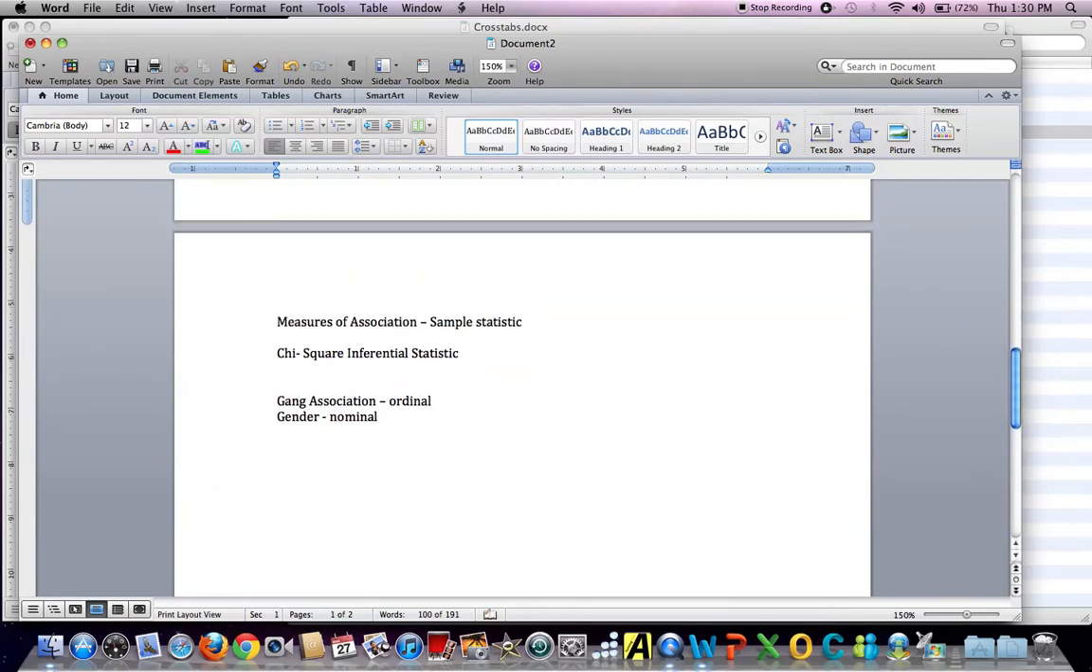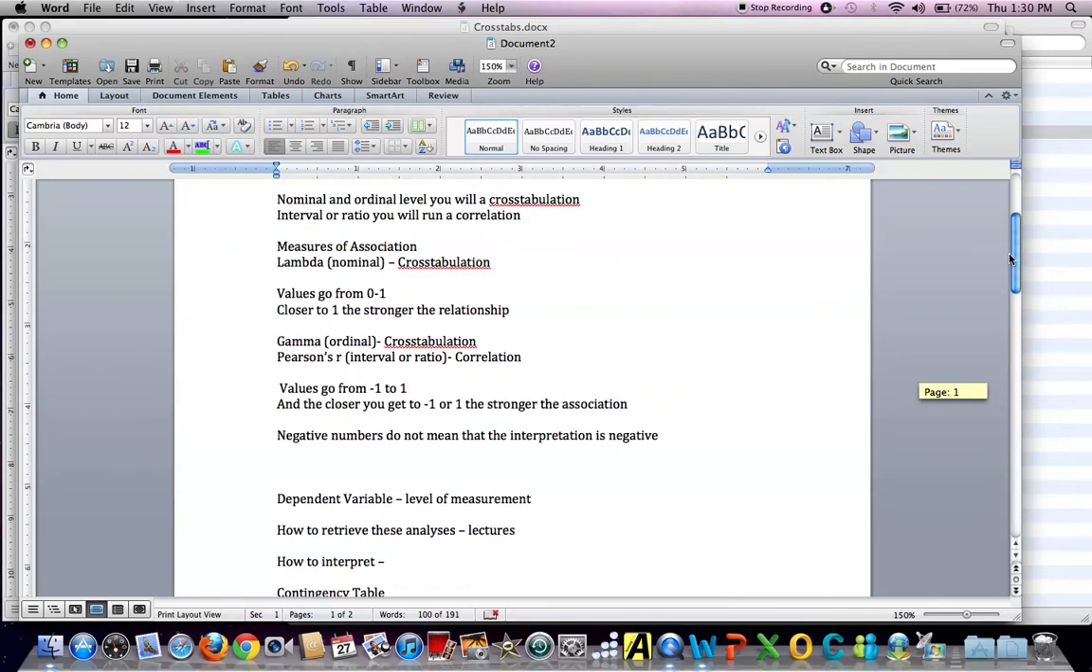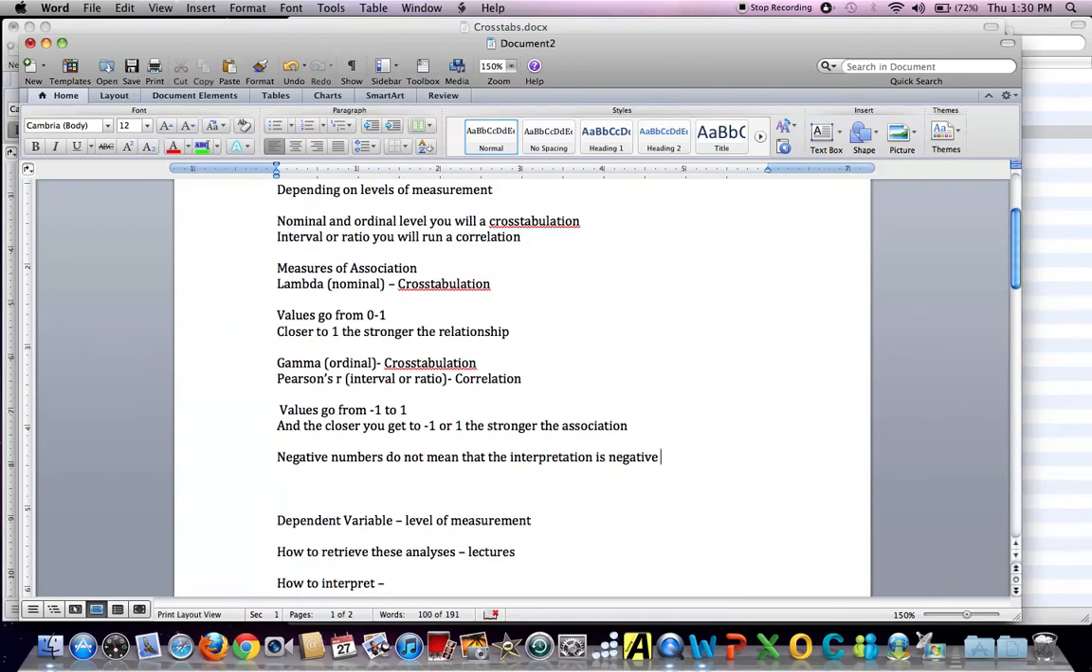Because gang association is ordinal and gender is nominal, we should use the measure of association that is used for ordinal, which is gamma. Remember I said that, depending on the levels of measurement, you want to follow the dependent variable. Our dependent variable is ordinal, so we will use gamma as our measure of association.